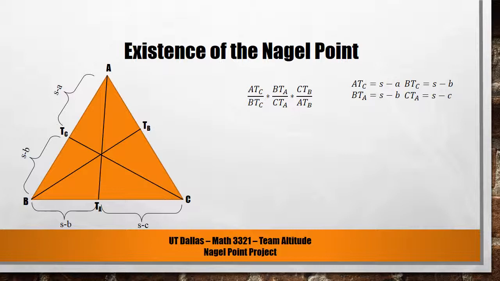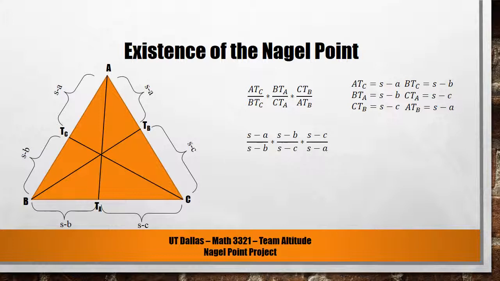In the same way, the line segment C T sub B is going to have a length of S minus C, and we jot that down. To finish off, the line segment A T sub B is going to have a length of S minus A, and we finish off our chart with that. Using our chart to the right, we're now going to replace the values of the line segments with the lengths we found. That's going to yield us an identical equation that will be S minus A over S minus B times S minus B over S minus C times S minus C over S minus A.